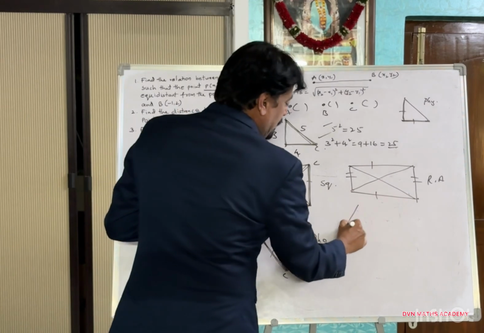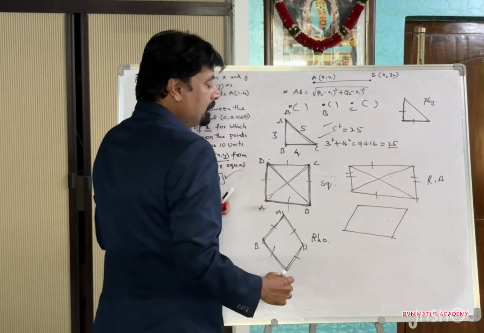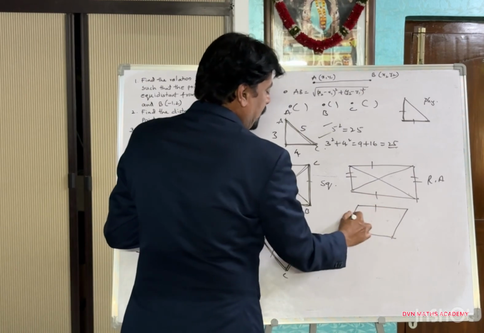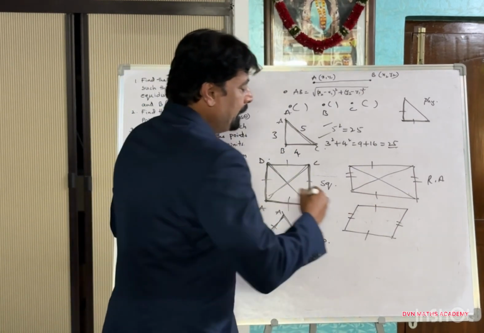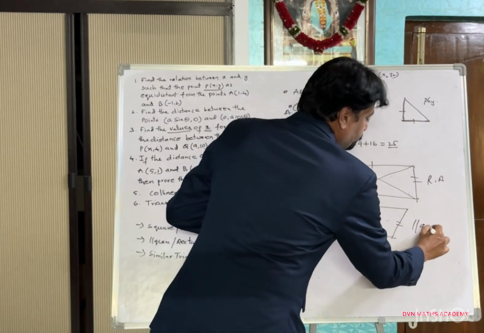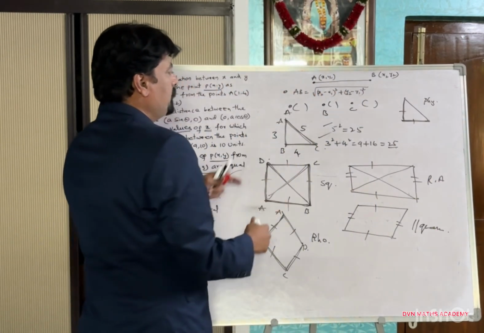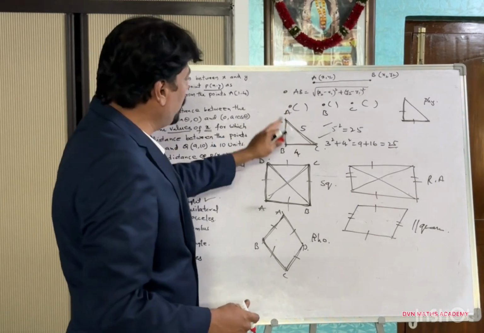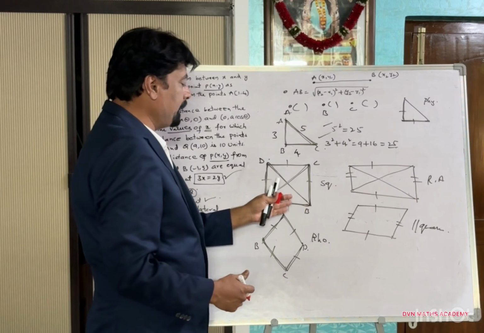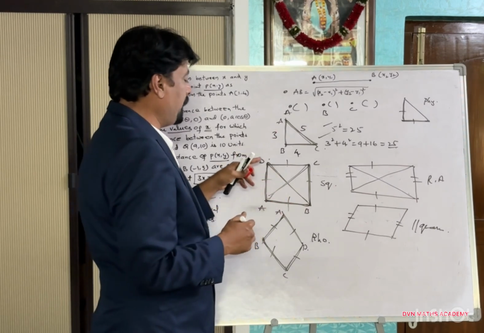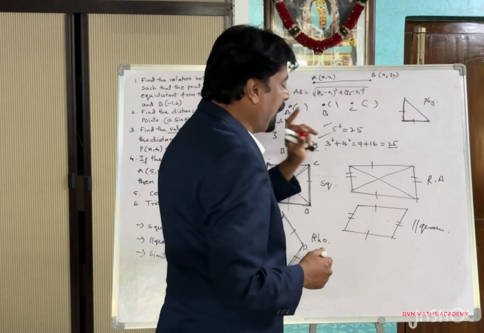But in the case of a parallelogram, you don't want to find the diagonals, just you prove that opposite sides are equal. If the opposite sides are equal, you can write it is a parallelogram. So in all four situations, we are using only distance formula. By using the distance formula, we are finding the lengths of sides and diagonals. By those values, we are deciding whether it is a square or rhombus or rectangle or a parallelogram.